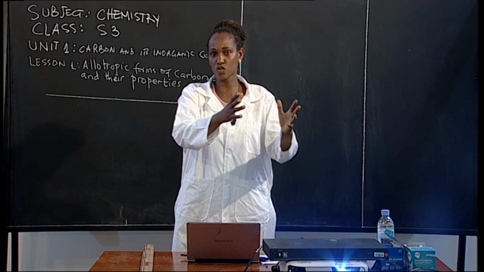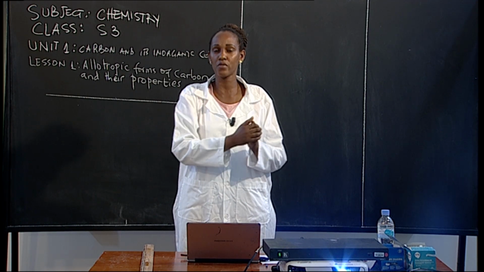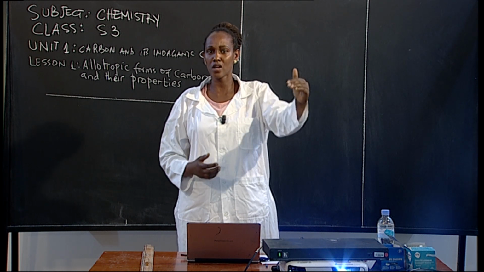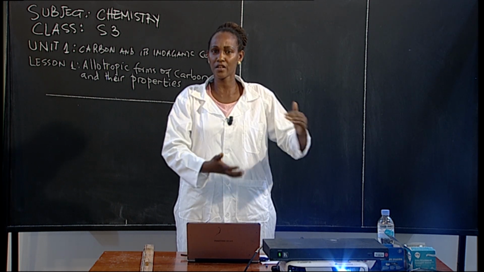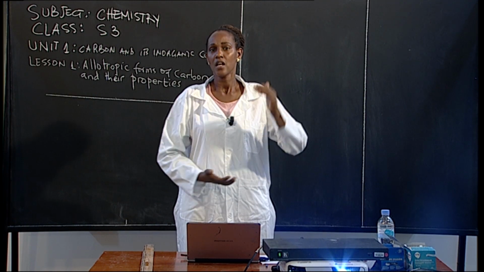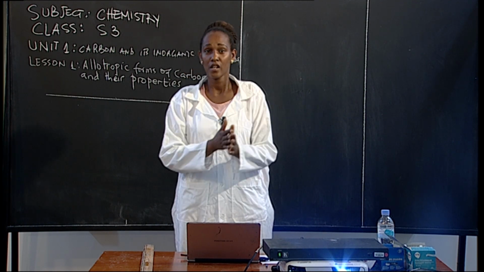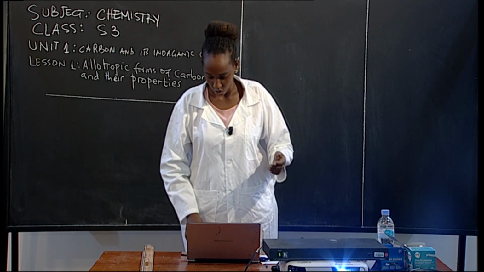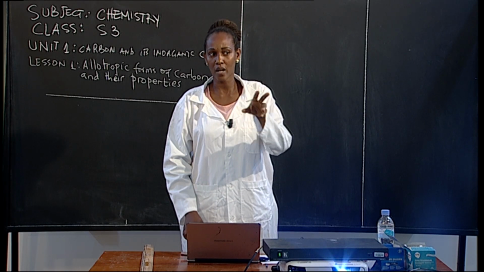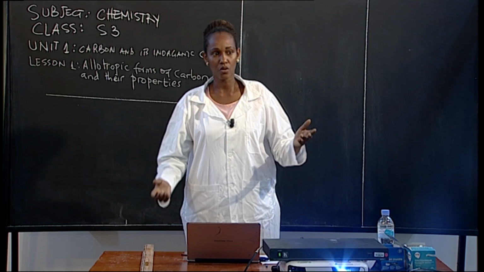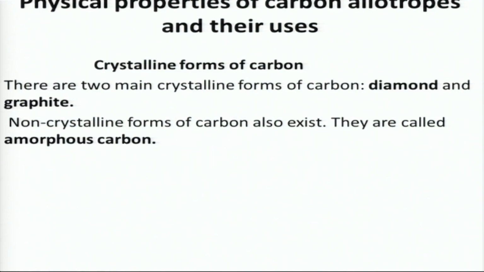So under this topic, as we have seen in our objective, we are going to look at those different forms of carbon. We look at their physical properties and relate them with their uses. All right? Good. Hope everybody has understood the word allotropic. So we can continue from there. The physical properties of carbon allotropes and their uses.